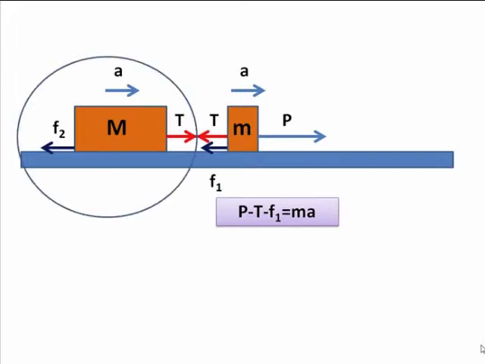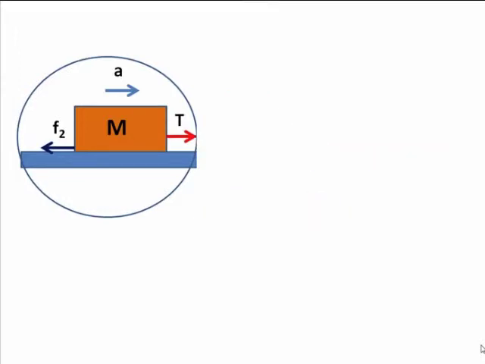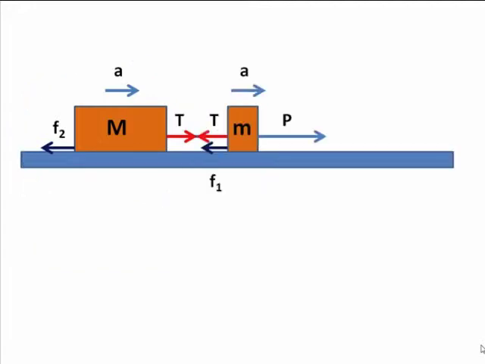So now let's look at the other one. Now this time I have a T, which should actually be drawn larger, acting to the right, and F2 opposing it, which should be smaller, and my net force would be T minus F2 equals big Ma. And so that gives me the equation for F equals Ma on that mass. So we have the two equations.